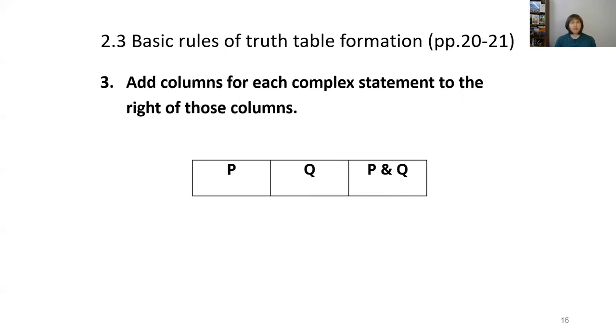Next, number 3, we add columns for each complex statement to the right of the columns that represent our simple statements. So in this case, we only have one complex statement, P and Q. So we already had P in one column, Q in another column, so we just add another column for P and Q together. All right, so we just have 3. You can probably see how we're already building up towards that full table we already saw.